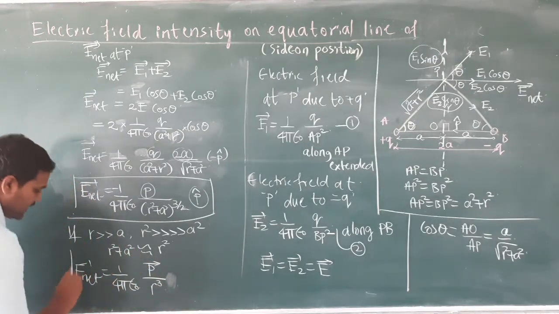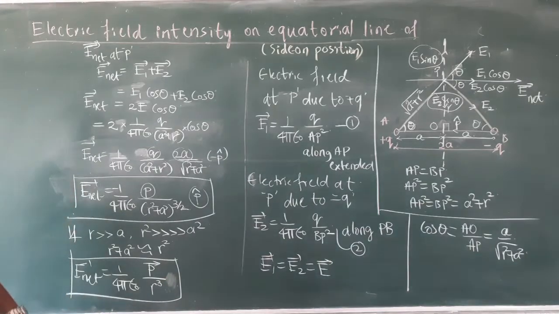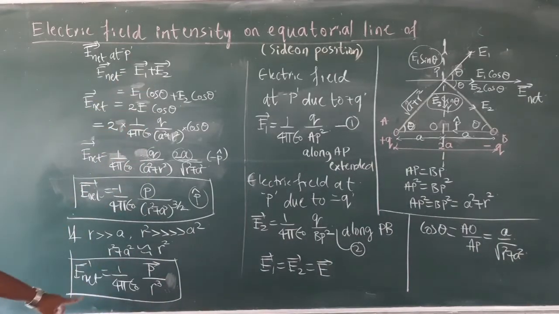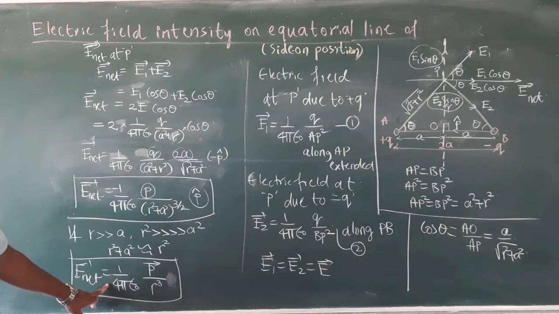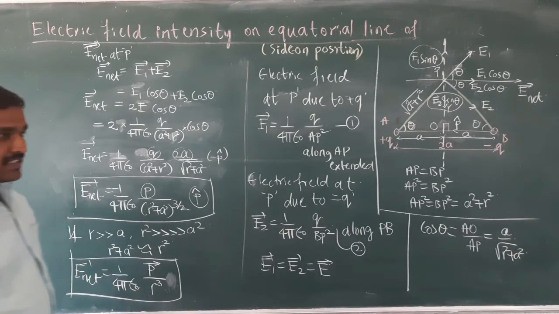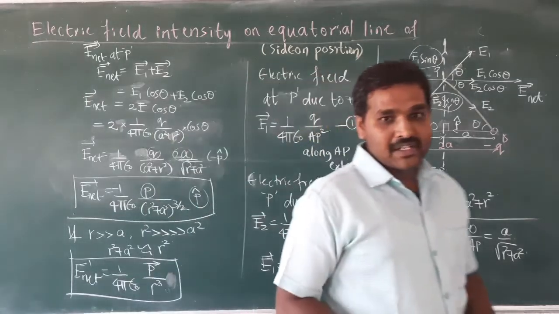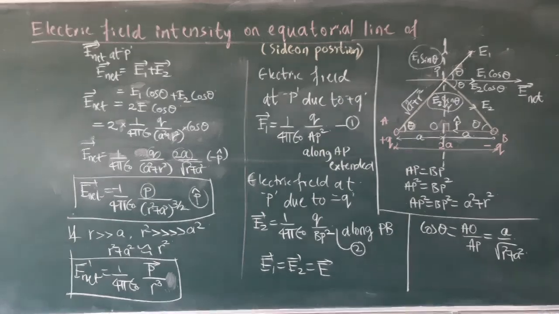Okay. So this is the final expression for electric field intensity at a point on the equatorial line because of an electric dipole. This is when r is much greater than a. Yes, I hope the derivation is clear. Better you take a screenshot of this so that you will get the complete derivation in one picture. You can practice it yourself. Okay.